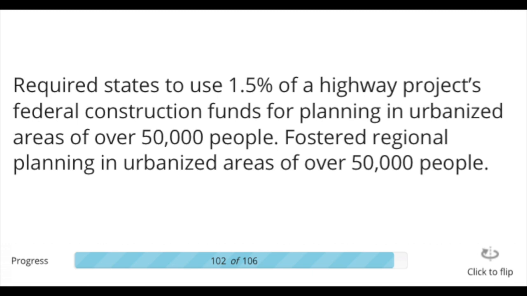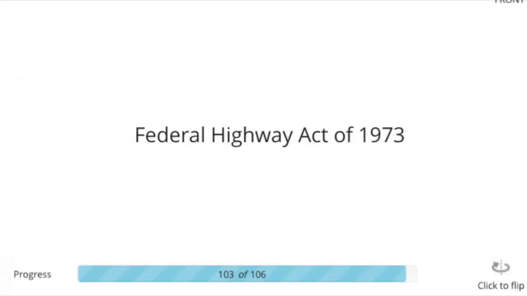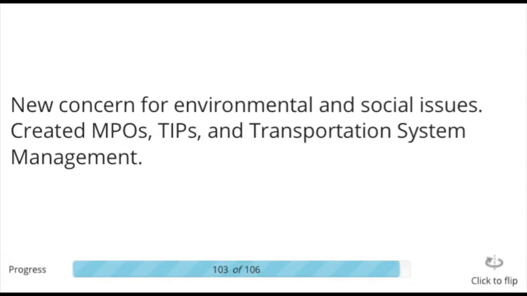Since that's where the most people are, that's where the most tax dollars are coming from, they should be allocating money for that, not supporting urban sprawl. So now in 1973 they realized, okay, we need to be giving some more concern to environmental and social issues.